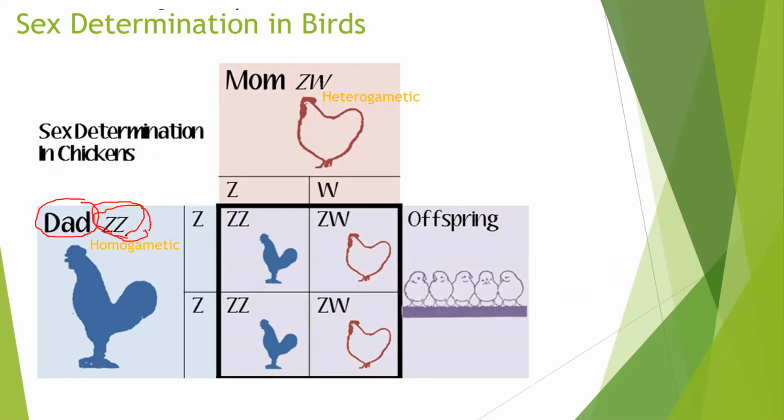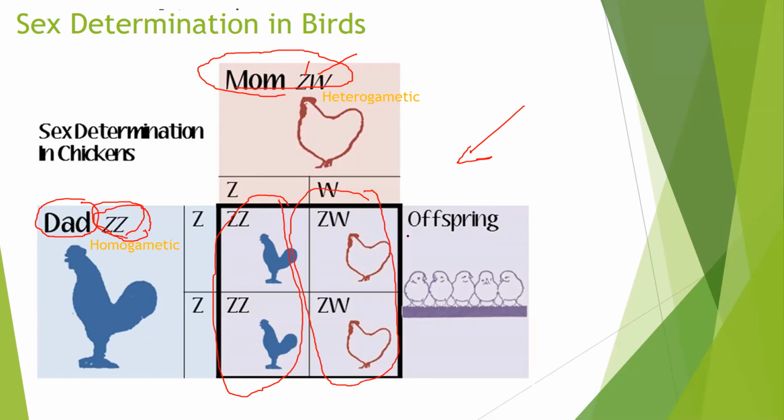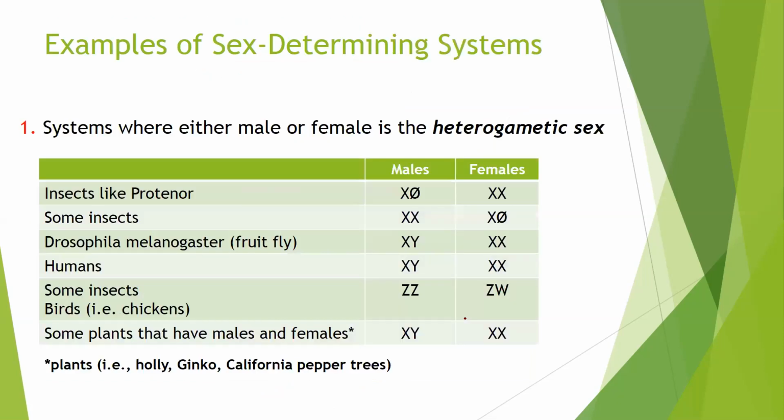So it carries two Z sex chromosomes, and the female, the mom, will carry two different sex chromosomes. One is Z and one is W. So in this case, we can still use the Punnett square to generate the expected progeny from this cross. As you can see, half of the progeny from this cross will be male, and half will be female. And this will keep the sex ratio as 1:1, right?